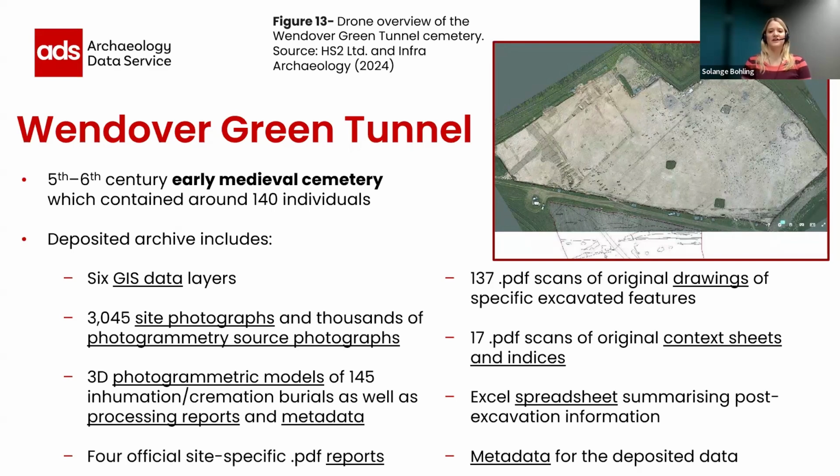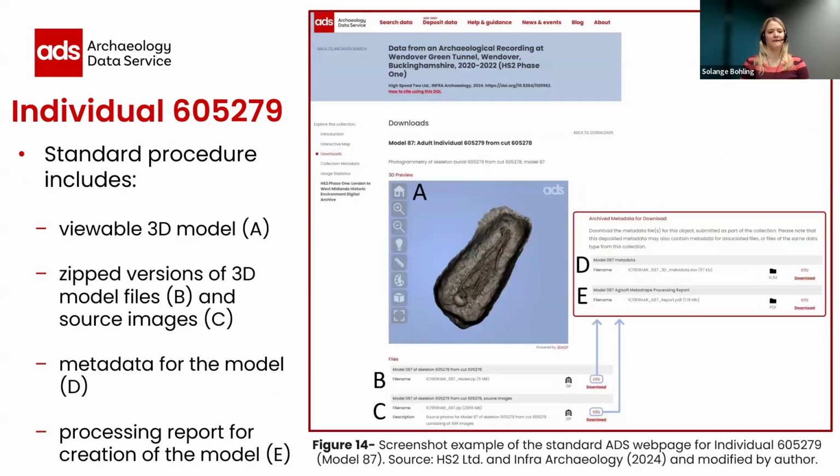Archaeology deposited the excavation archive with ADS. As shown on this slide, the archive includes several main types of data, including GIS data, site and photogrammetry source photographs, photogrammetry models, scanned context sheets and drawings, reports, post-excavation data, and then metadata for all of these files. An individual skeleton contains links to almost all of these data types.